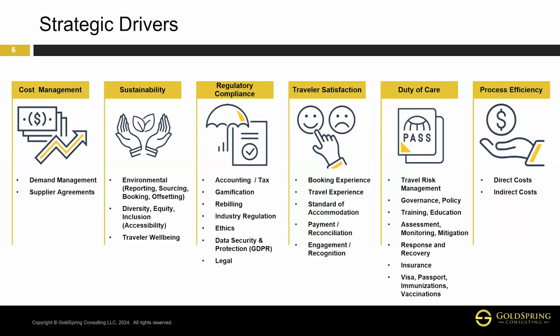And we came up at Goldspring with 6 strategy drivers, and we've built a framework around those strategy drivers. The titles there are cost management, sustainability, regulatory compliance, traveler satisfaction, duty of care, and process efficiency. I'm going to go through those in a little more detail, but the basic question is: is any of these on its own a reason to manage travel in your organization? So we know that cost management was one of the first reasons to do it.